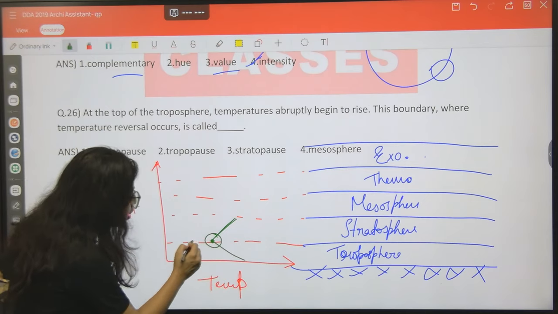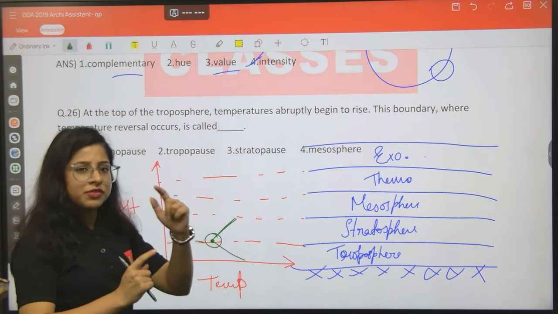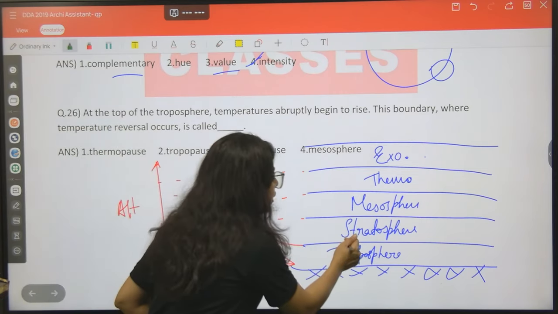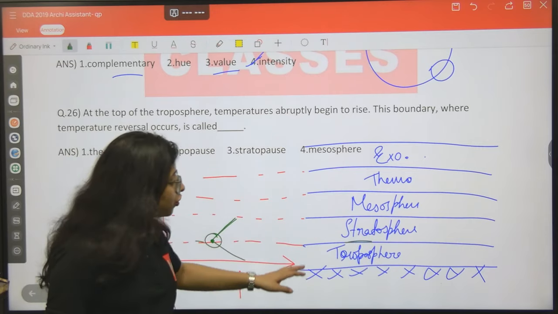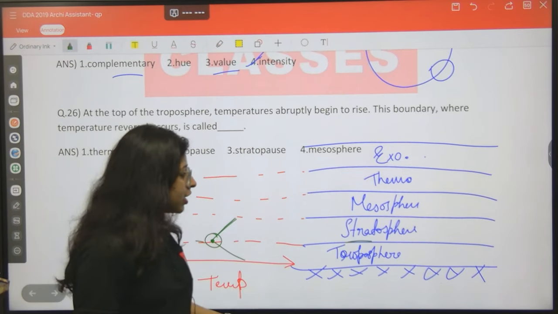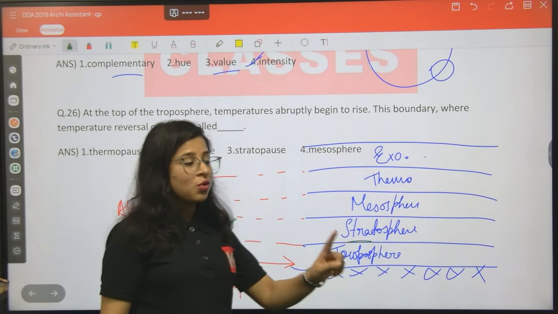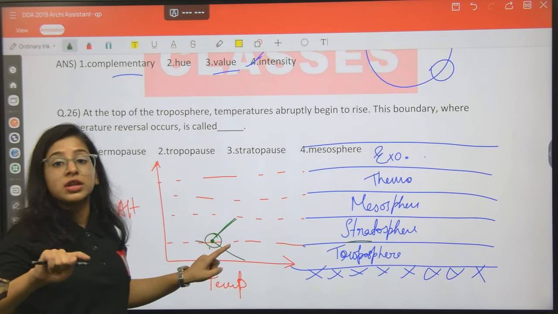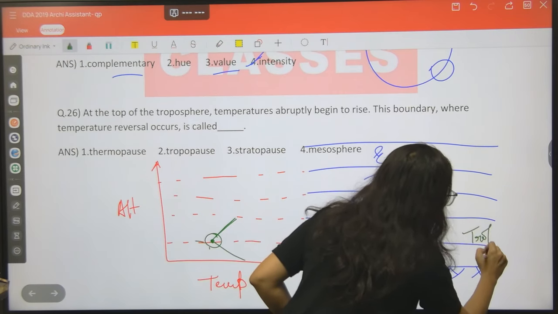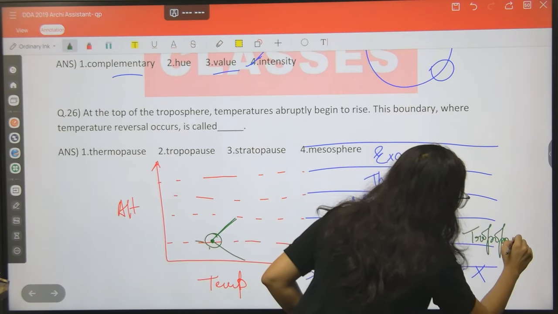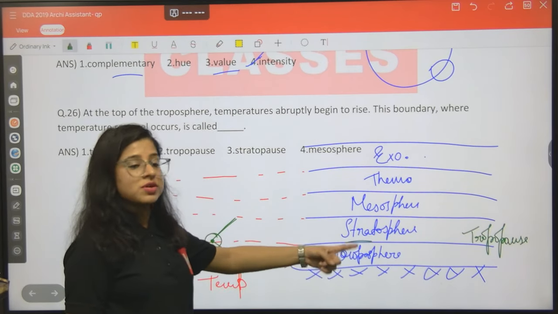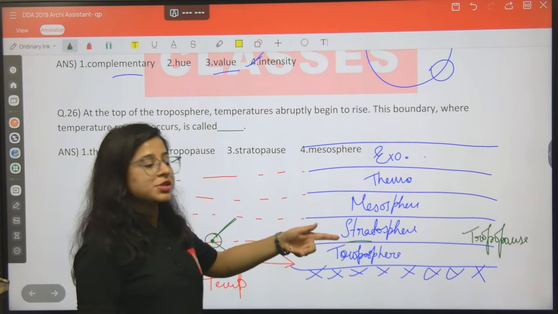Till this point, there is the troposphere. But after this, there is a change in the layer. That is why we say this is the stratosphere. How do we know that there is a boundary between stratosphere and troposphere? We cannot see it in the sky. There is no definite boundary drawn, right? We know it through the point where the temperature inversion takes place, and that point is known as the tropopause. The tropopause is the boundary between the troposphere and stratosphere, and on this boundary the temperature inversion takes place.